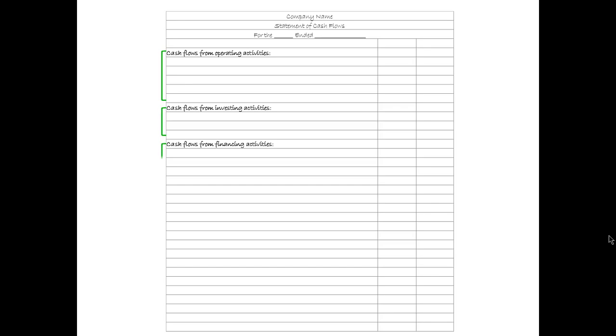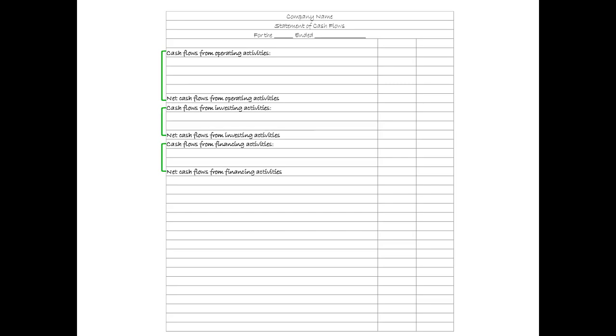The last line for each section is also consistent: net cash flows from operating activities, net cash flows from investing activities, and net cash flows from financing activities. We will use 2 number columns, the first for details, the second for subtotals and totals.